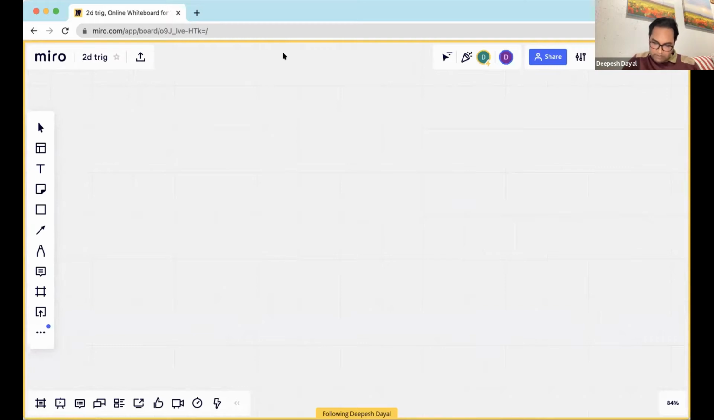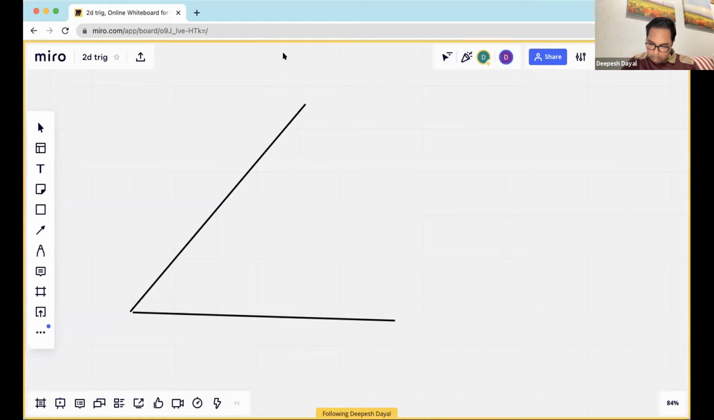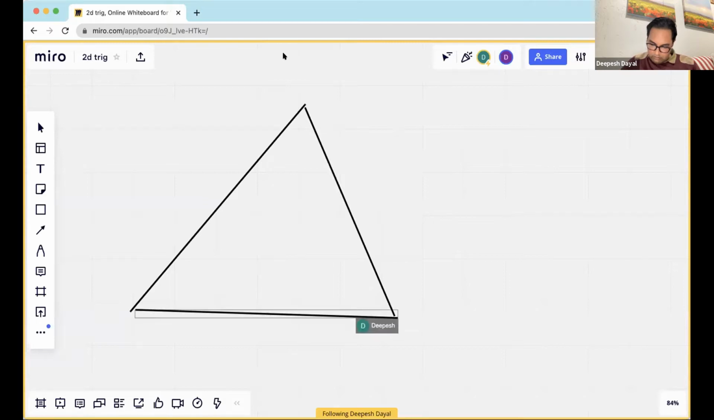I'm going to attempt to draw it with the line, but if it comes out funny, I'm just going to draw it freehand. Oh, I think that's good enough.